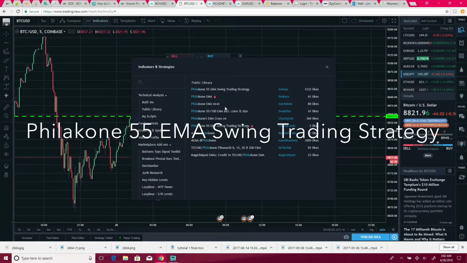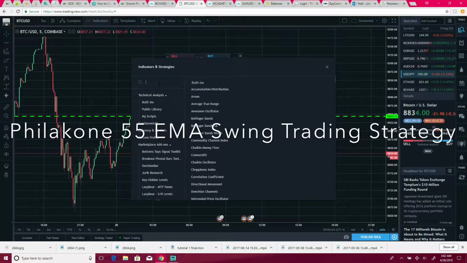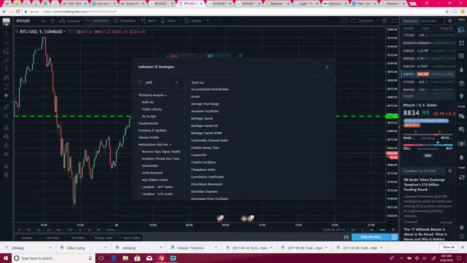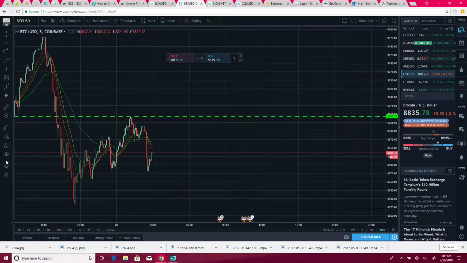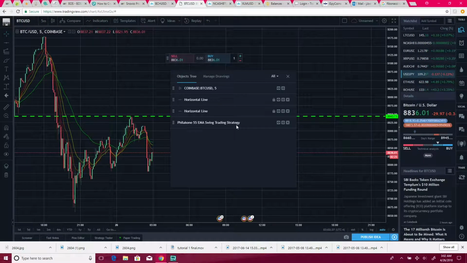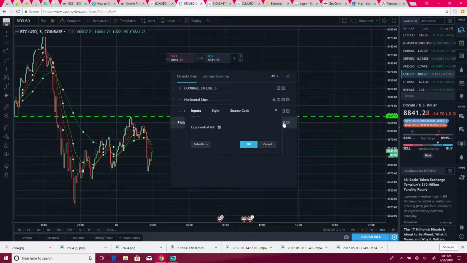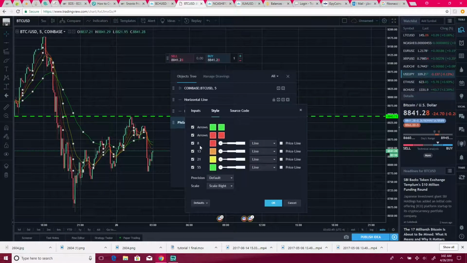Okay, so now I'm just going to teach you guys this last swing trading strategy that you can use with moving averages. I like Philicone's EMA swing trading strategy because he uses Fibonacci sequence numbers as his moving averages. So as far as the inputs, he has an 8 moving average, a 13, a 21, and a 55. These are all numbers in the Fibonacci sequence.